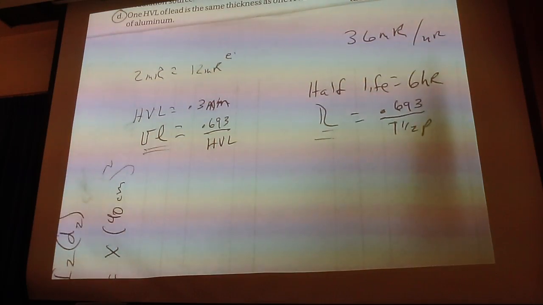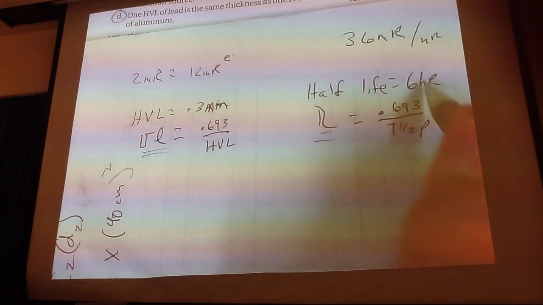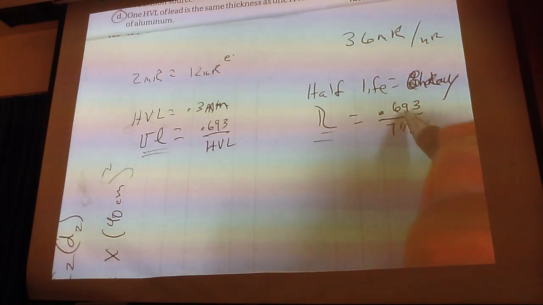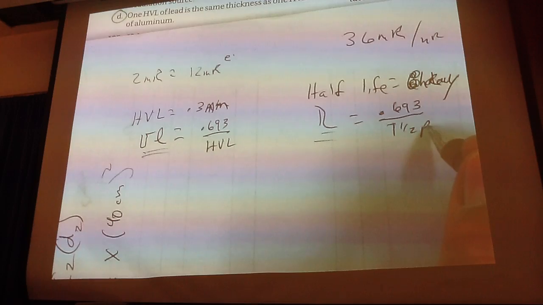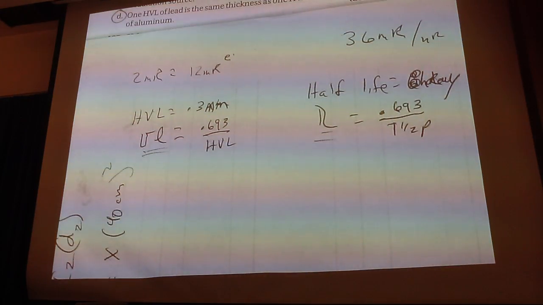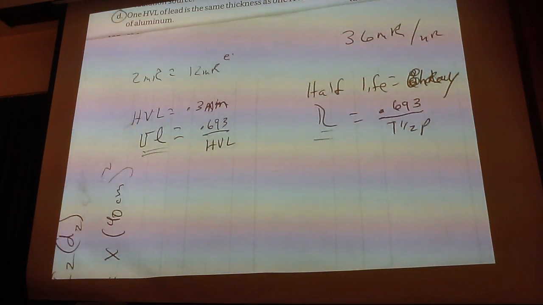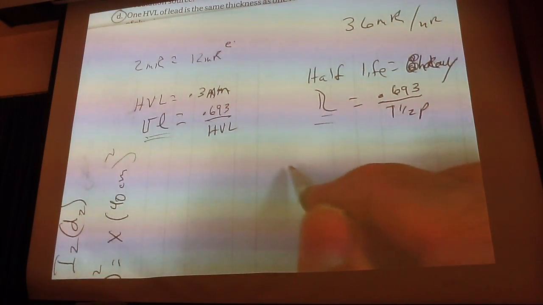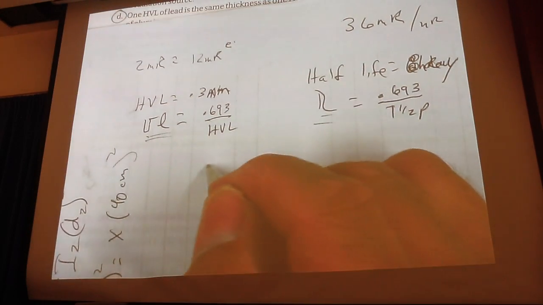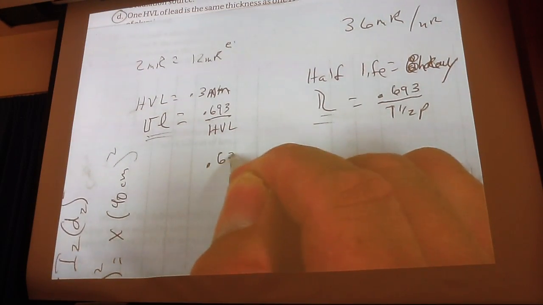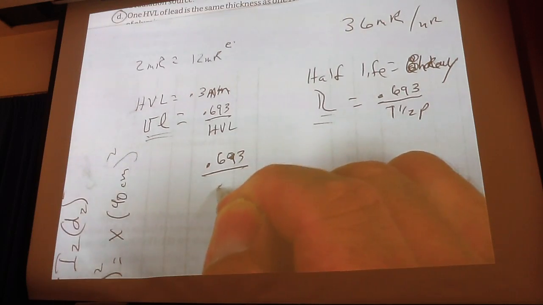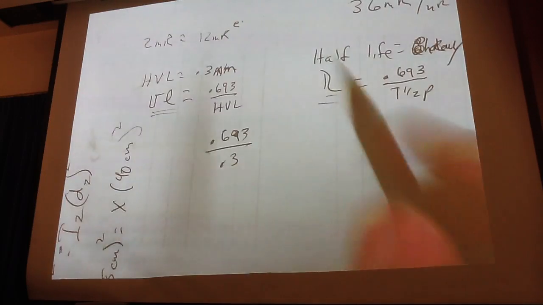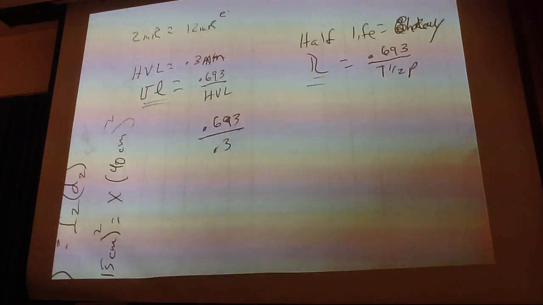If we were talking about I-131, then I would have 8 days over here, and then I'd have 0.693 divided by 8 days. So then the linear attenuation would be 2.3? Let's see, it would be 0.693 divided by 0.3. So it'd be 2 point something. 2.3? Yeah.